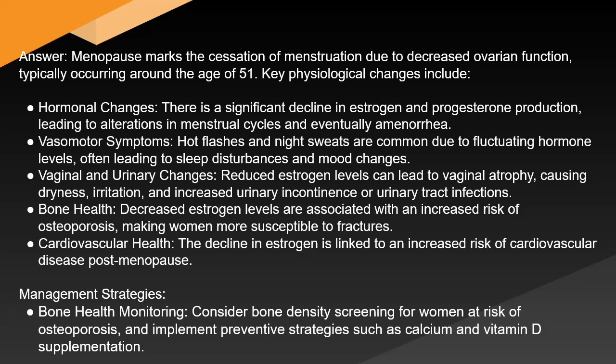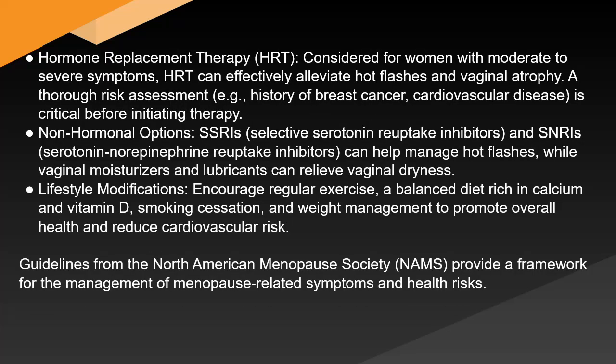Management strategies. Bone health monitoring. Consider bone density screening for women at risk of osteoporosis and implement preventive strategies such as calcium and vitamin D supplementation. Hormone replacement therapy (HRT). Considered for women with moderate to severe symptoms, HRT can effectively alleviate hot flashes and vaginal atrophy. A thorough risk assessment, e.g., history of breast cancer, cardiovascular disease, is critical before initiating therapy.